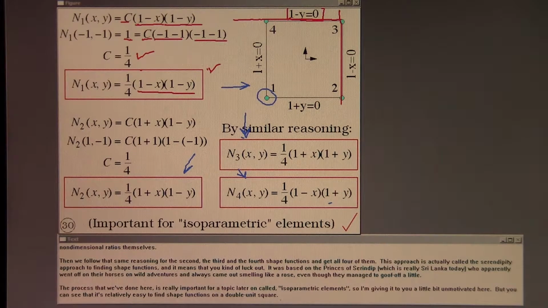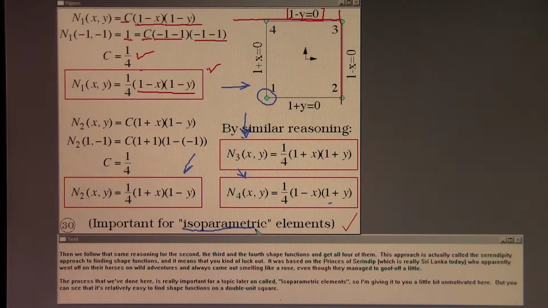The process that we've done here is really important for a topic later on called isoparametric elements. So I'm giving it to you a little bit unmotivated here, but you can see that it's relatively easy to find shape functions on a double unit square.